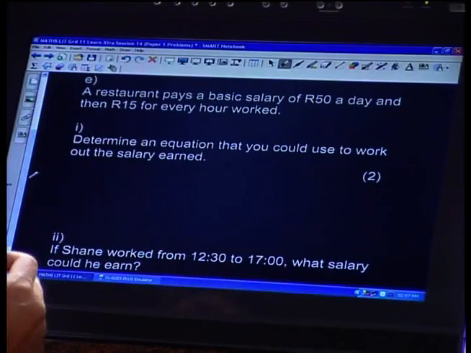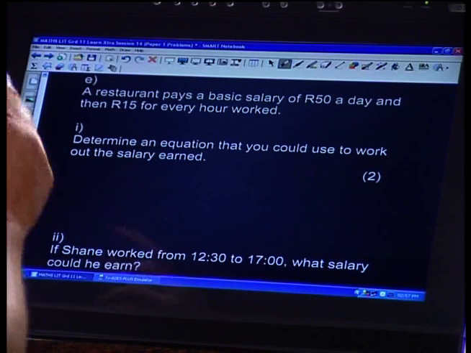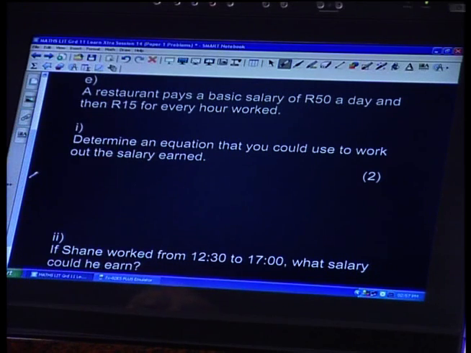A restaurant pays a basic salary of 50 Rand a day and then 15 Rand for every hour worked. So I go to a restaurant and I say, I'd like to work for you, please. I'd like to be a waiter. And the owner says, that's absolutely fantastic. This is how we pay. We give you 50 Rand if you're here for the day. Here's your 50 Rand. Plus, for every hour you work, you're going to get 15 Rand.